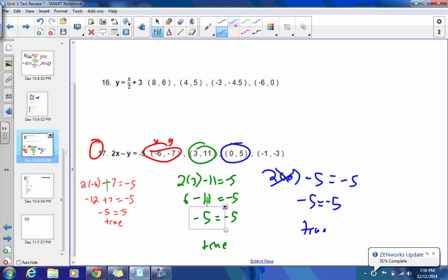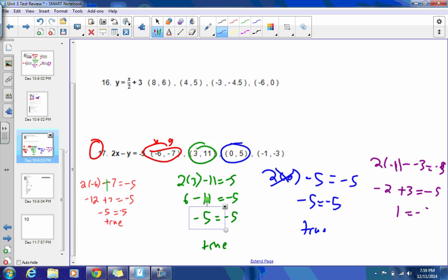And we'll try one more. 2 times -1 minus -3 equals -5. So that would be -2 plus 3 equals -5. -2 plus 3 is not equal to -5. That one would actually be 1 equals -5. So that is a false statement, and we'll cross that one out.